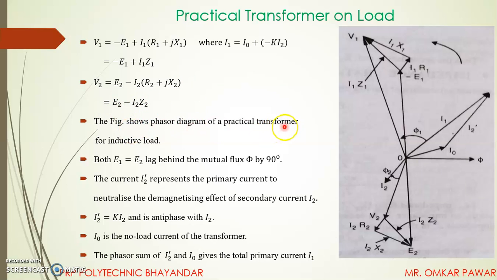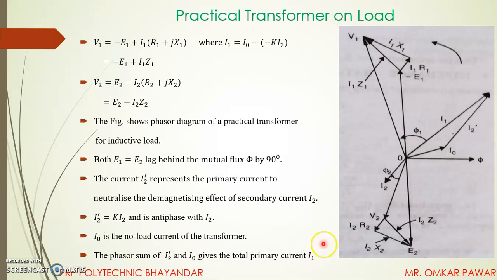So the figure shows the phasor diagram of a practical transformer for an inductive load. Both E1 and E2 lag behind the mutual flux by 90 degrees. The current I2 dash represents the primary current to neutralize the demagnetizing effect of the secondary current I2. So I2 dash is equal to K times I2 and is in antiphase with I2.